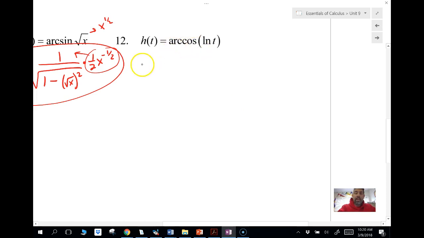Arc cosine of ln t. These are just a lot of chain rule problems. The derivative of arc cosine is negative 1 over the square root of 1 minus x squared. In this case, x is ln t, times the derivative of the inside, which is 1 over t. Okay, that's it for that.